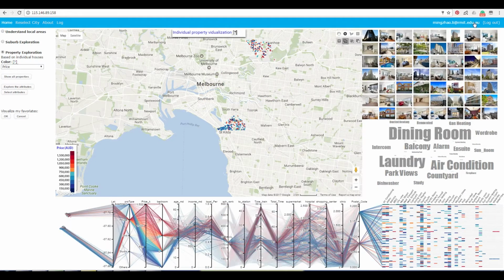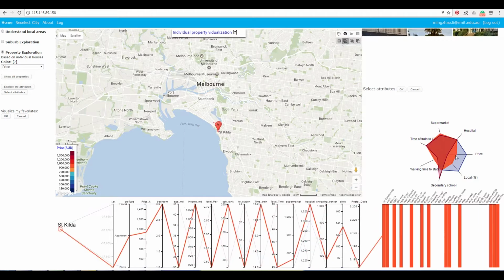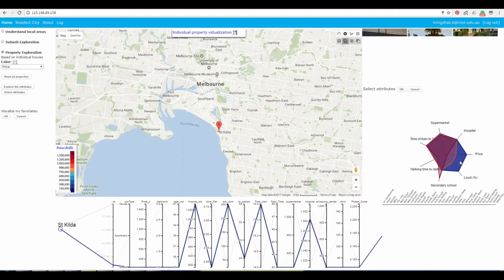Users can log in to save the properties to their favorite list, and compare those properties in detail with spider chart together with the multidimensional view.